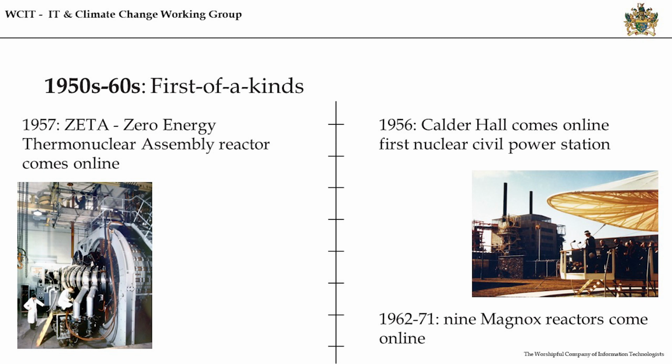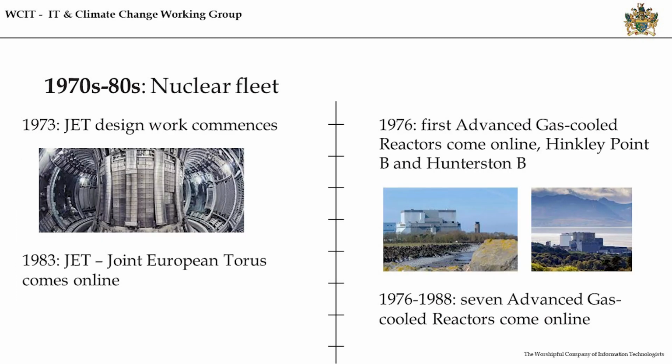Okay, so the Magnox reactors, also known as Generation 1 reactors, so the first generation of nuclear power. The next, the 70s and 80s, we come on to our advanced gas-cooled reactors.